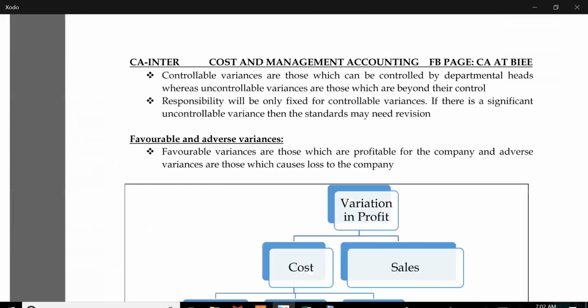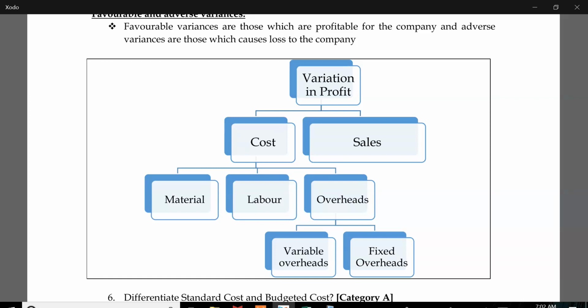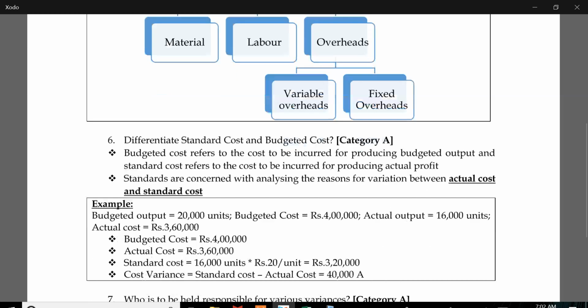Just a minute. So this is the concept I was saying. There's a variation in profit. The variation can happen because of cost side, can happen because of sales side. Costs can be material, labor, overheads. Overheads can be variable overheads and fixed overheads.